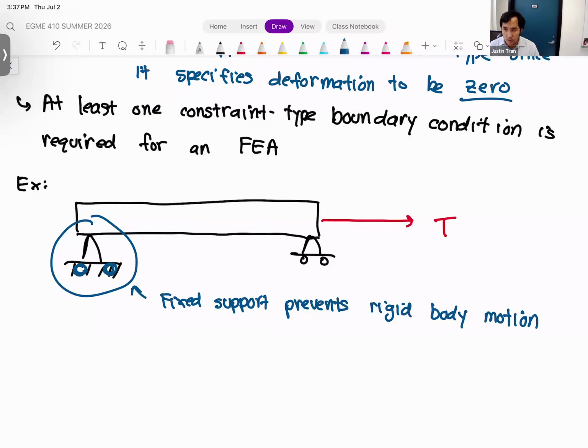So if we have two roller constraints and we apply a tensile force, this whole beam is not going to stay still. It's going to be making its way downtown, and that's typically what we don't want. We typically want our structures to stay still.